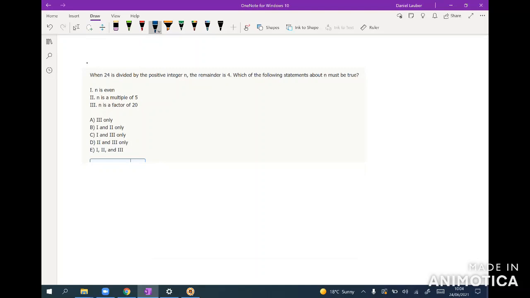When 24 is divided by the positive integer n, the remainder is 4. So we can say that 24 is equal to some amount of n plus 4. And so, therefore, just rearranging that, 20 equals Qn. And so, which of the following statements about n must be true? N is even.